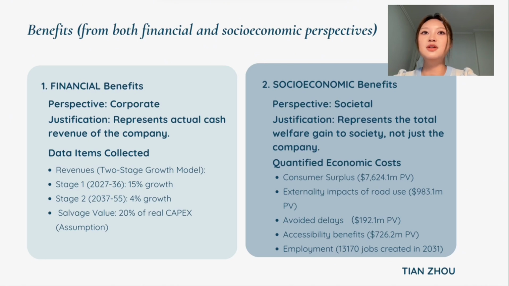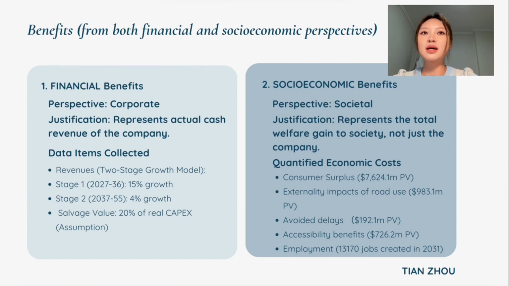The financial benefits are actual cash revenue that the company receives. This is where we justify the two-stage model to match the passenger forecast, and also the salvage value, which is the capital recovery at the end of the model.